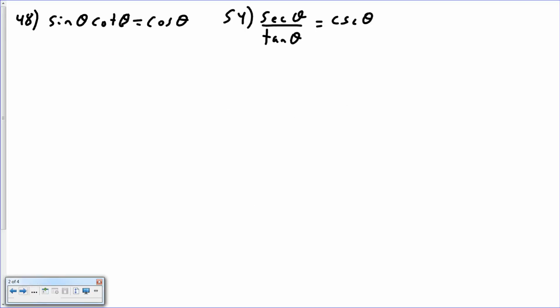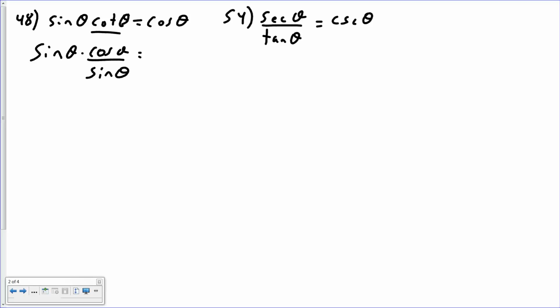Take a look at the first problem. This is number 48 out of the problems in the back of this section. Sine theta times cotangent theta equals cosine theta. The directions are to show the left side equals the right. How do you show the left side equals the right? You pick it apart until you get it to equal the right side. So how can I pick this apart? Well, the cotangent theta can be broken down into the ratio identity. So I'm left with sine theta times cosine theta over sine theta.